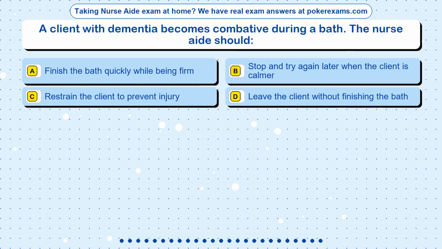Question 3. A client with dementia becomes combative during a bath. The nurse aide should: Option A. Finish the bath quickly while being firm. Option B. Stop and try again later when the client is calmer. Option C. Restrain the client to prevent injury. Option D. Leave the client without finishing the bath.